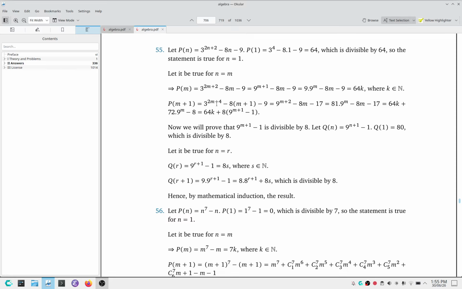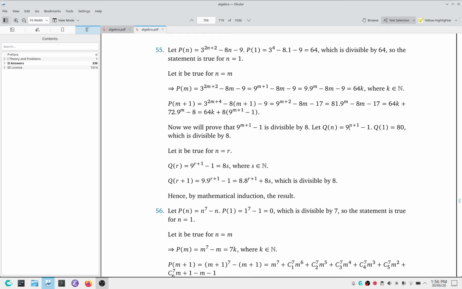So we get 3 raised to the power 2m plus 4 minus 8 times m plus 1 minus 9. So we rewrite it as 9 to the power m plus 2 minus 8m minus 17, which is equivalent to 81 into 9 to the power m minus 8m minus 17, which is equal to 64k plus 72 into 9 to the power m minus 8, which is equal to 64k plus 8 times 9 to the power m plus 1 minus 1. Now we'll prove that 9 to the power m plus 1 minus 1 is divisible by 8.